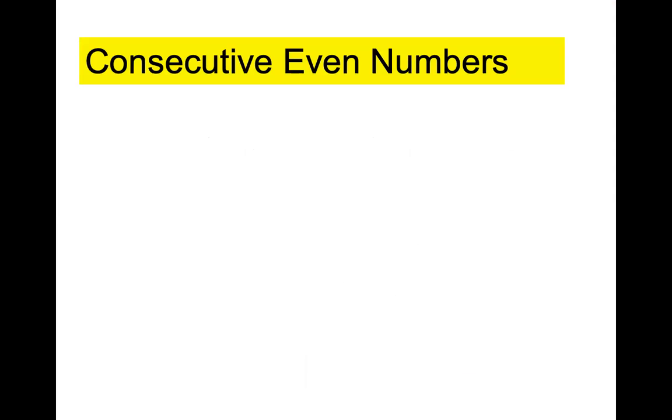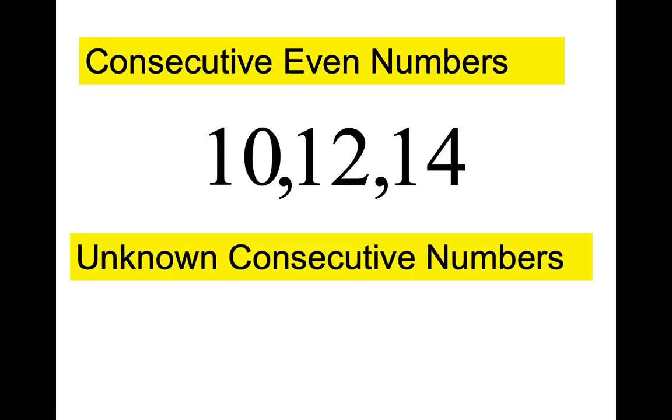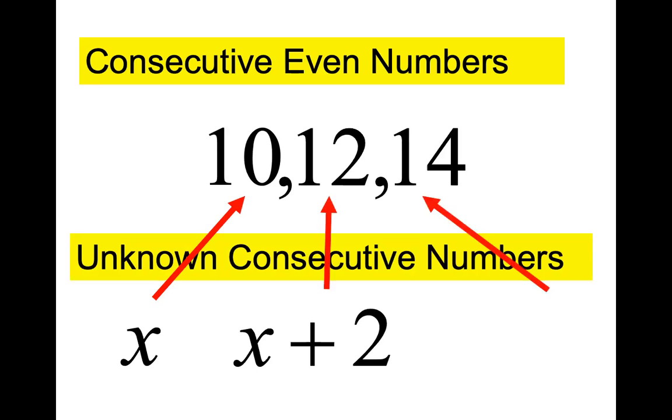Give me three consecutive even numbers. 4, 6. Okay. So if I start at 10, the next consecutive even number is 12, 14. So what's the first number? If we don't know what it is, x. Now what's the second number? What's the third number? See how that changes? Now I'm going to blow your mind.